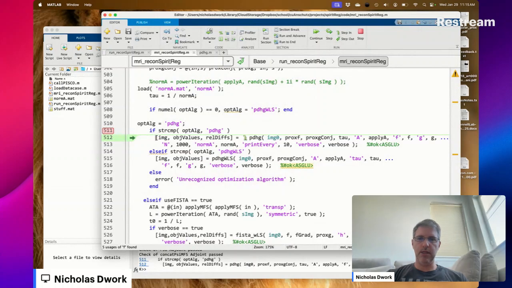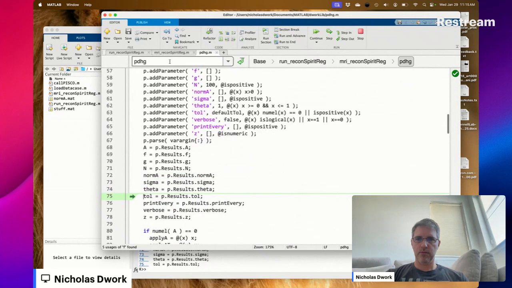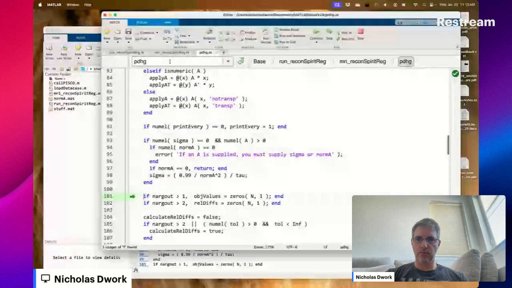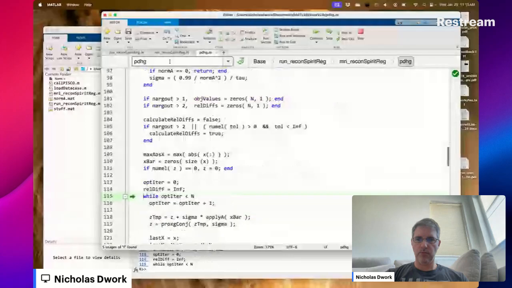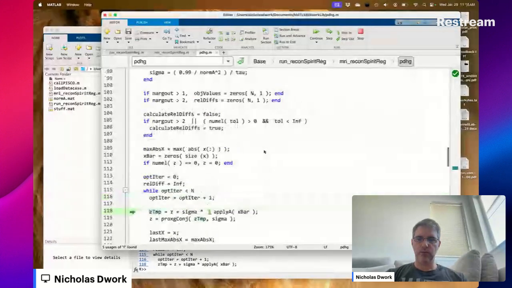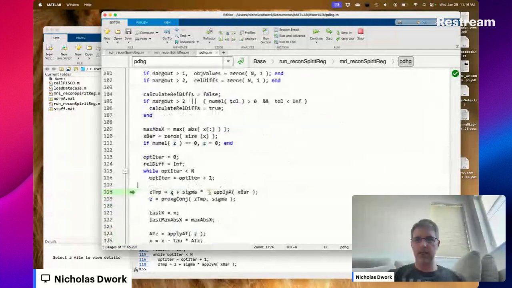we're actually doing the PDHG iterations. X bar is zeros. Z is zeros. How does it know the size of z? Oh, it's just actually 0. That's interesting.